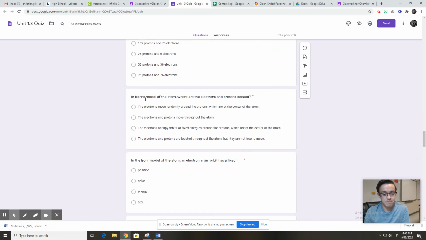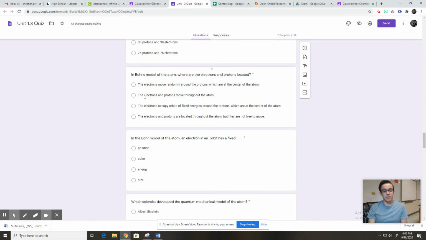Next question. In Bohr's model of the atom, where are the electrons and protons located? A, the electrons move randomly around the protons, which are at the center of the atom. B, the electrons and protons move throughout the atom. C, electrons occupy orbits of fixed energies around the protons, which are at the center of the atom. Or D, electrons and protons are located throughout the atom, but they are not free to move.